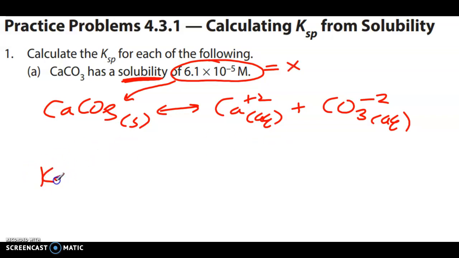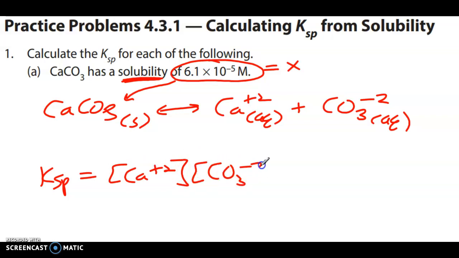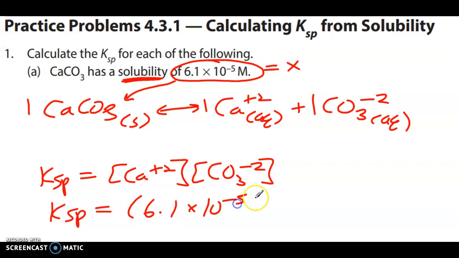So KSP in this case would be equal to our calcium ions and our carbonate ions. Because this is a 1-to-1 ratio, it's as if we have 6.1 times 10 to the negative 5 of each of these ions. This is the solubility for this compound, but because everything here is in a 1-to-1 ratio, this is the concentration we're going to plug in for both of our ions. So this calcium and this carbonate are the same value. KSP is going to end up being 6.1 times 10 to the negative 5 moles per liter times itself, or we can just square it, same thing.